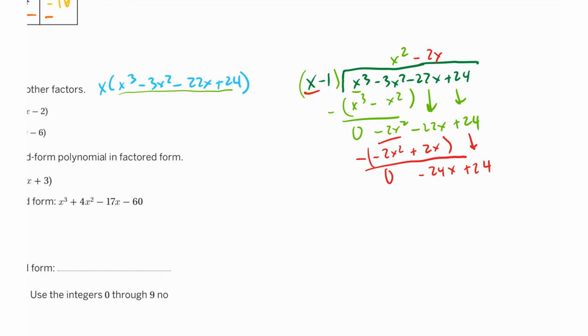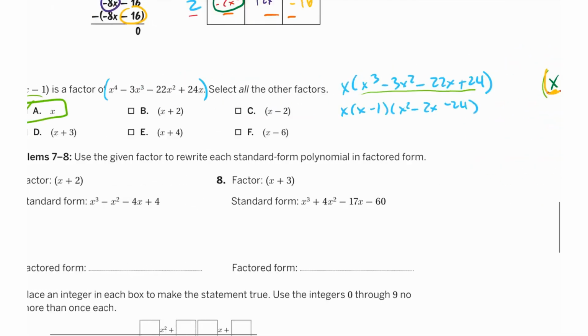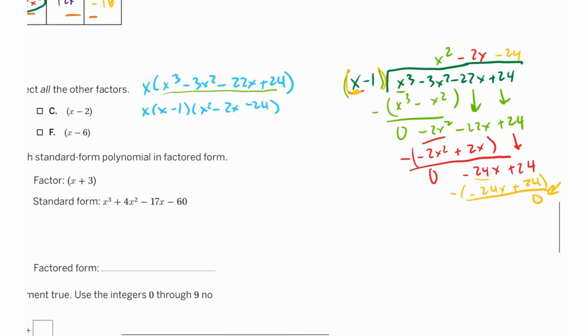Oh, I should do a different color here, actually. Let's do orange. Negative 24 is what multiplies by x to get me negative 24x. When I multiply it by x minus 1, negative 24x plus 24, I subtract and I end up getting no remainder. And so now in light blue over here, I've factored again to get x minus 1, x squared minus 2x minus 24. And again, when I look at my possible solutions over here, they're all just binomials, only 2 terms. So I'm going to try factoring one more time by using my diamond and box.